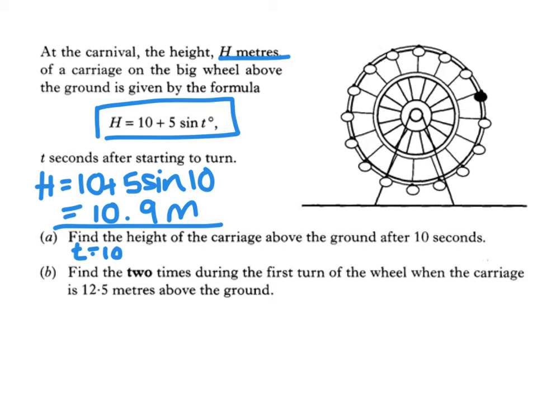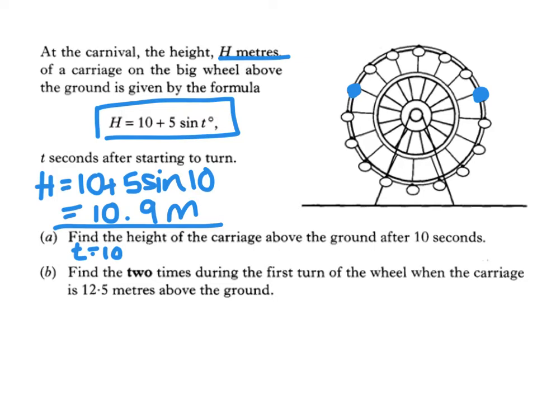Then part B says find the two times during the first turn of the wheel when the carriage is 12.5 metres above the ground. The reason they're saying the first turn of the wheel is because there are going to be 2 points when you're 12.5 metres off the ground. You might reach 12.5 metres off the ground on your way up, and then you'll reach 12.5 metres again on the way down. So that's why there's two answers.